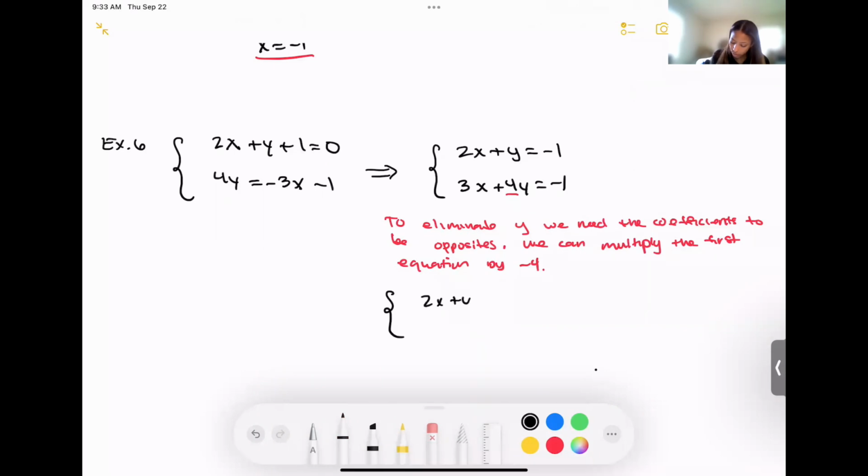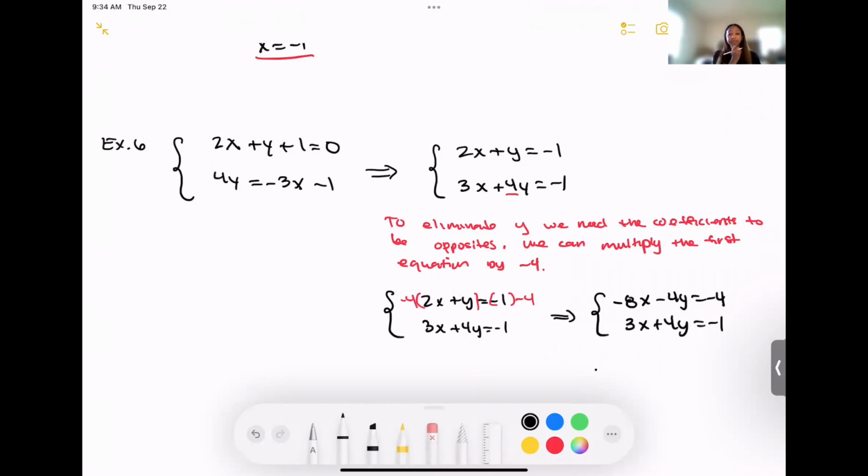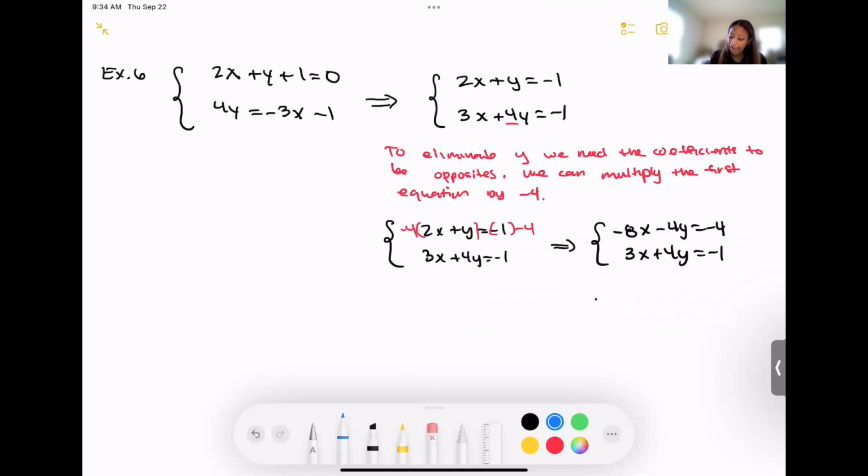If we multiply that entire first equation by -4, we have 2x plus y equals -1. The second equation, 3x plus 4y equals -1, is not going to change. We're going to multiply this entire first equation by -4 on both sides. All right. Then that gives us the new system, -8x minus 4y equals -4. And then the second equation is the same, 3x plus 4y equals -1. Once you get here, where one of your variables has opposite coefficients, then we're ready to add.